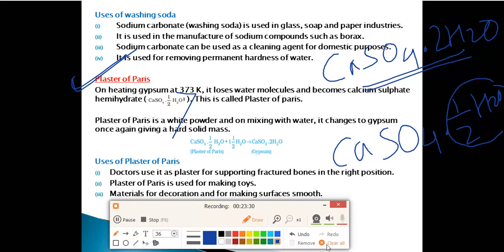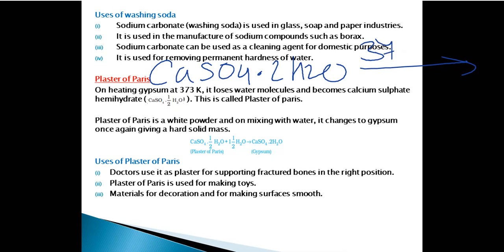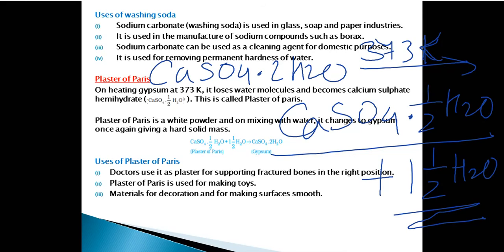hemihydrate. So let us write the reaction for the formation of plaster of Paris. This is our gypsum, CaSO4.2H2O. When you heat it at a temperature of 373 Kelvin, don't forget to write the temperature, it is 373 Kelvin, we get CaSO4.½H2O. It is called plaster of Paris. Along with that, 1.5 molecules of water are lost. So when gypsum is heated at 373 Kelvin, it loses water molecules to give you plaster of Paris, that is calcium sulfate hemihydrate.